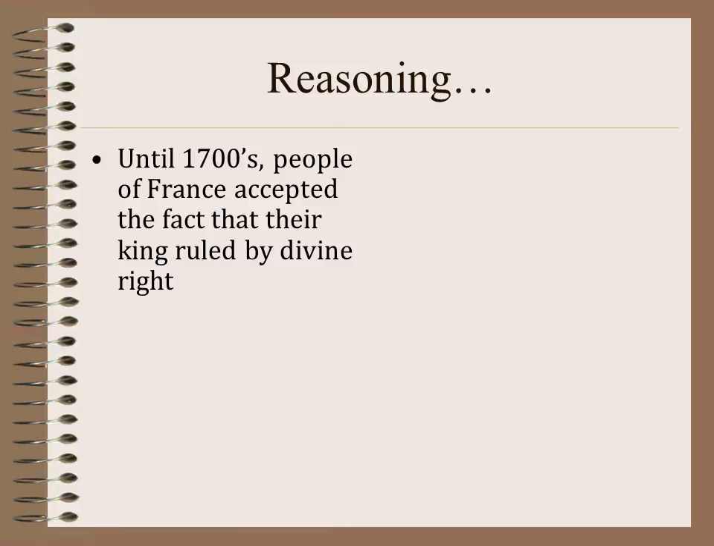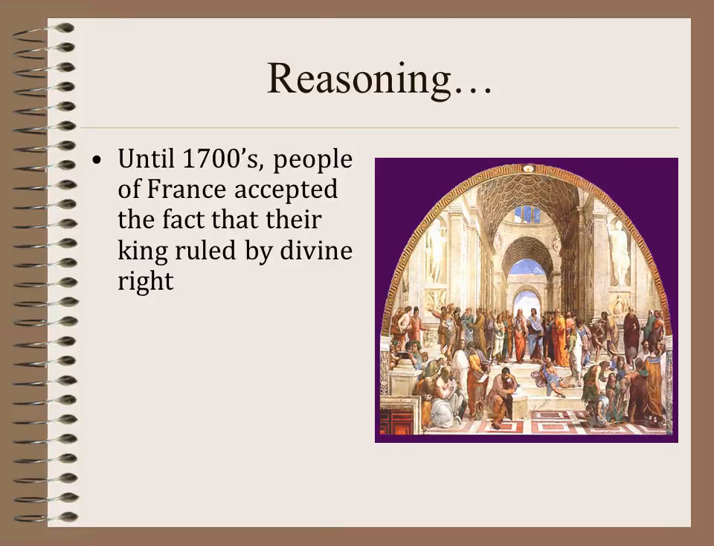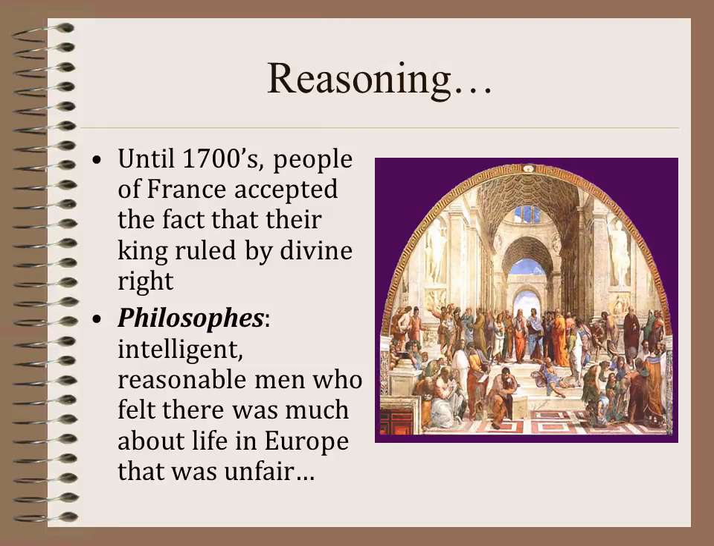So reasoning. Up until this time, the people just said, you know what, we are an absolute monarchy and this is just how life is, this is how it should be. But the philosophes, or the philosophers of France, got together, and they were all mostly upper class men who would talk with each other and figure out, hey, maybe we should do something to change the unfairness of this system.